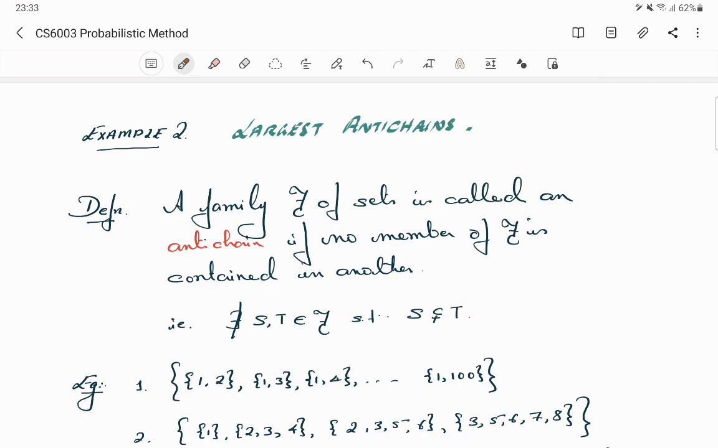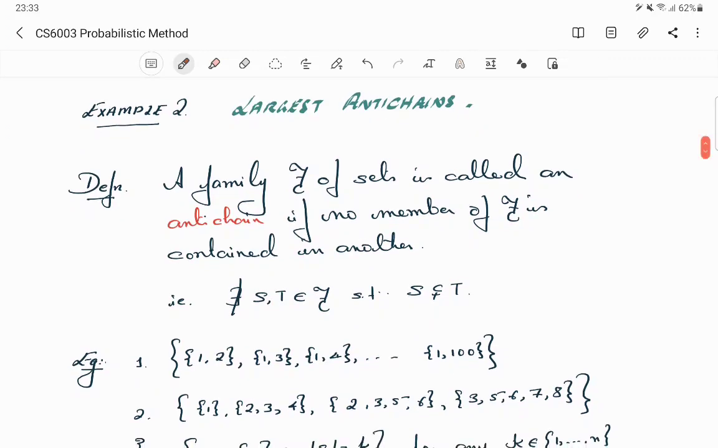Like, if I take the same member twice, then by definition one is contained in the other, but still not properly contained in the other. So that's what an antichain is. There does not exist two sets S and T in the family such that S is a proper subset of T. Very easy to construct examples, right?